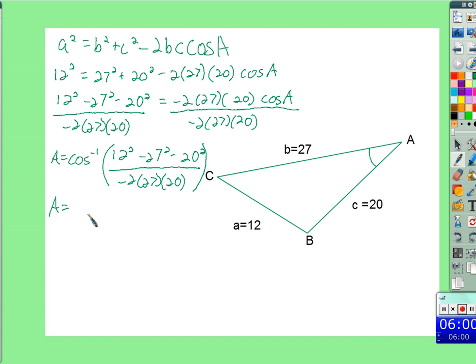So what do we get? I mean, you could also just take 27 squared plus 20 squared and get that number and find what this number is, minus whatever that big number is in terms of A. Yeah, that's what I just tried to show, all my steps so it's followable.